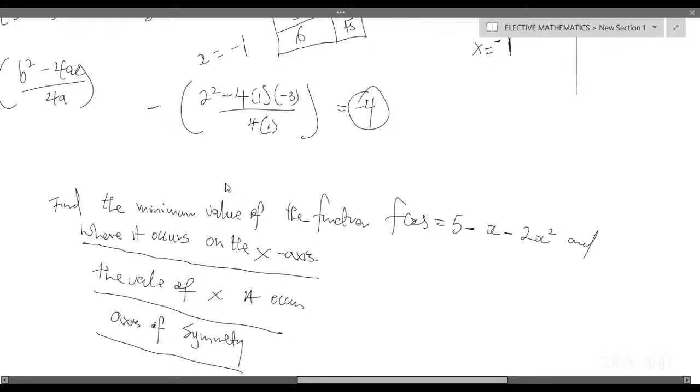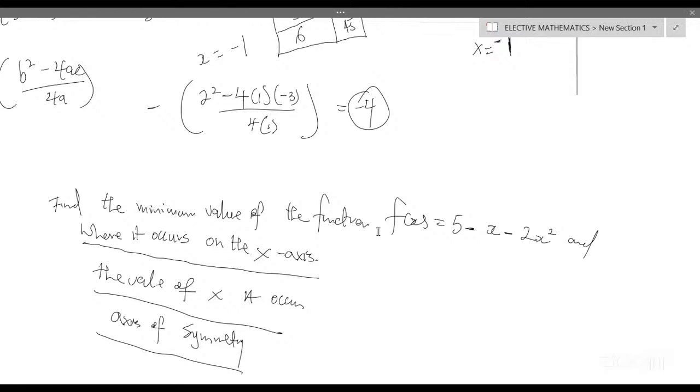Okay. So the question is to find the minimum value of the function f of x is equal to 5 minus x minus 2x squared, and where it occurs on the x-axis. And I was saying that if you don't see where it occurs on the x-axis, you might see other statements such as the value of x it occurs, or the axis of symmetry. Like I said, they are all synonymous. They can be used interchangeably. You now get it. Thank you. Yes, I do.